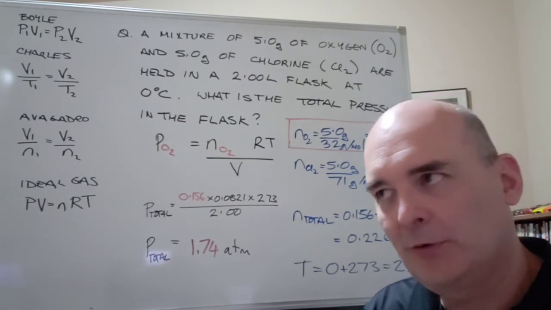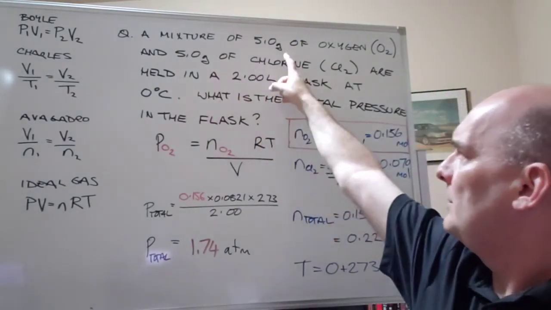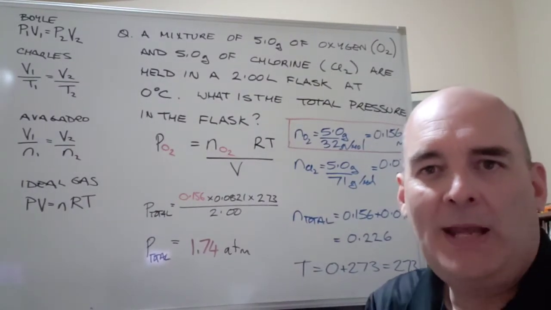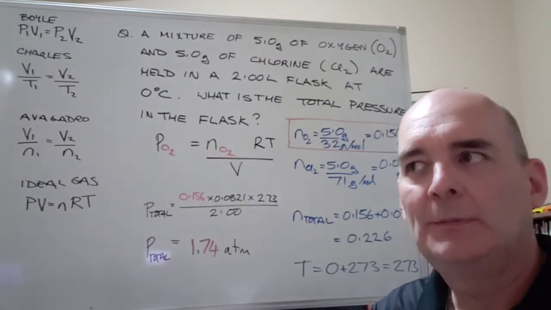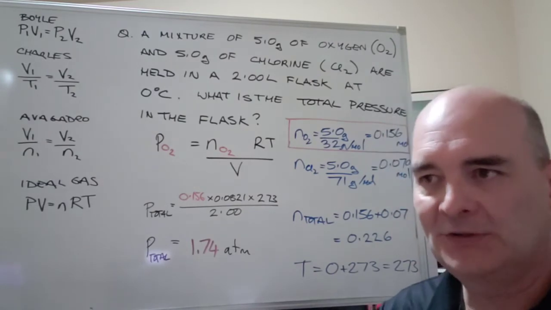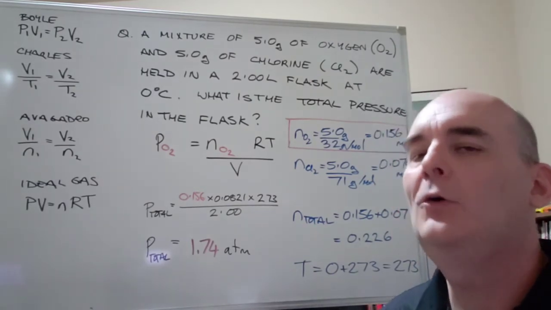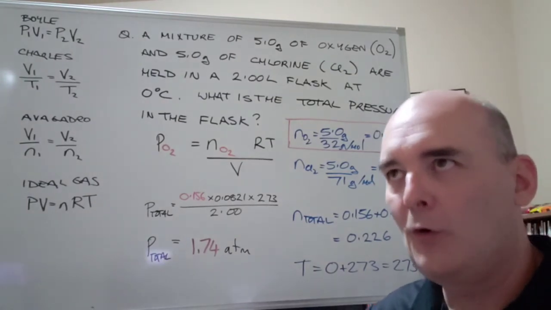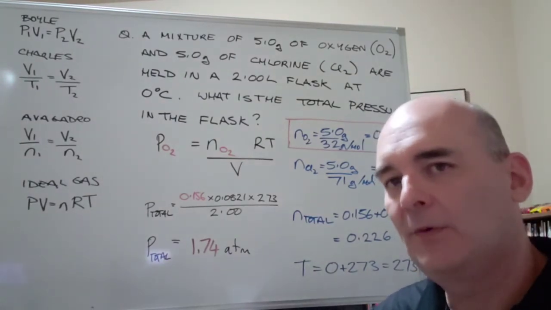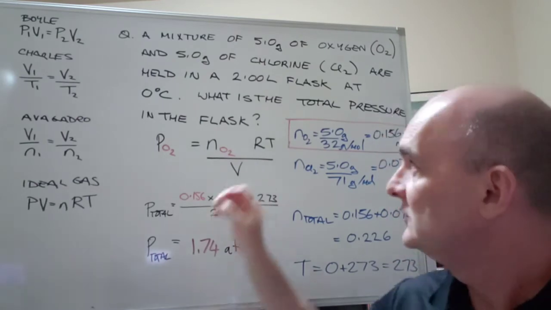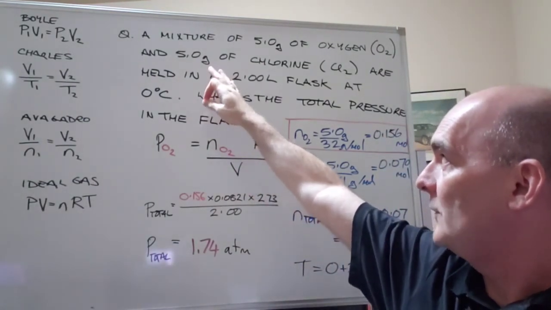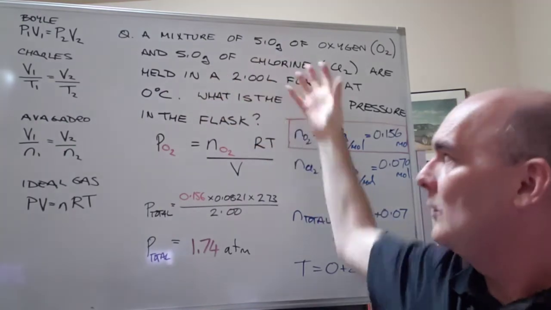That's a disproportionate amount considering that they are both in the same mass quantity. But mass doesn't tell us moles. Mass divided by formula mass tells us moles, and because chlorine is so much heavier than oxygen, you need more mass to give you the same number of moles. So a smaller amount of oxygen gives me more moles.